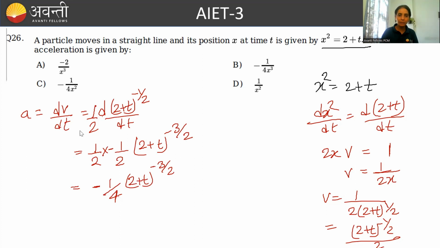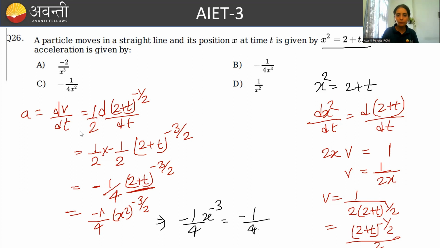But we have to express acceleration in terms of x. So see carefully here, 2 plus t is equal to x square. So in place of 2 plus t, we can easily write x square. So x square to the power minus 3 by 2. If we solve it, what value are we going to get? This will be minus 1 by 4 x to the power minus 3, that is, minus 1 by 4x cubed, right? So the correct answer will be B. Okay.